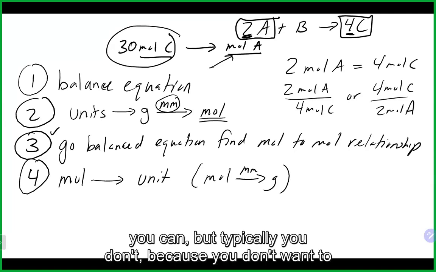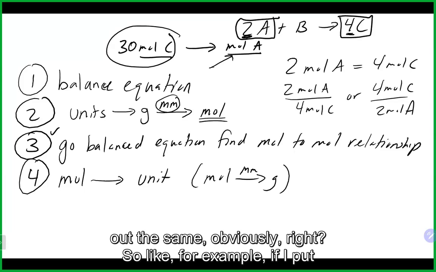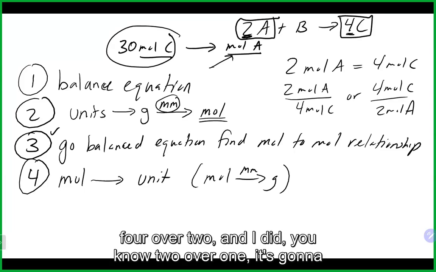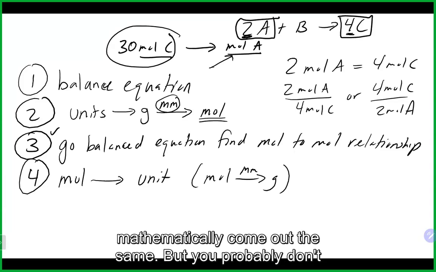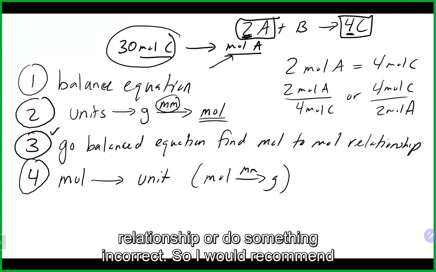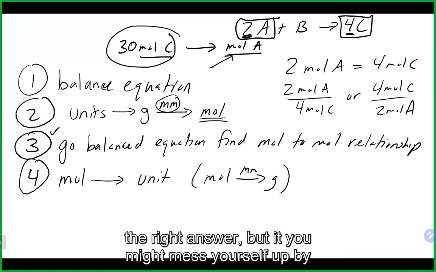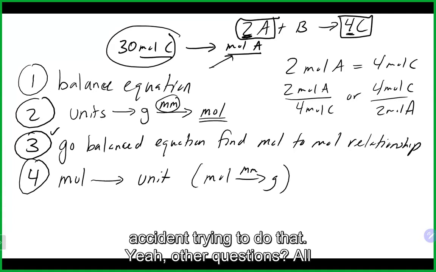You can, but typically you don't, because you don't want to mess yourself up by doing that. Mathematically, it'll come out the same, obviously, right? For example, if I put 4 over 2 and I did 2 over 1, it's going to mathematically come out the same. But you probably don't want to do that because you might mess up the relationship or do something incorrect. So I would recommend perhaps not doing that. Not that it's wrong or you wouldn't get the right answer, but you might mess yourself up by accident trying to do that. Yeah. Other questions?